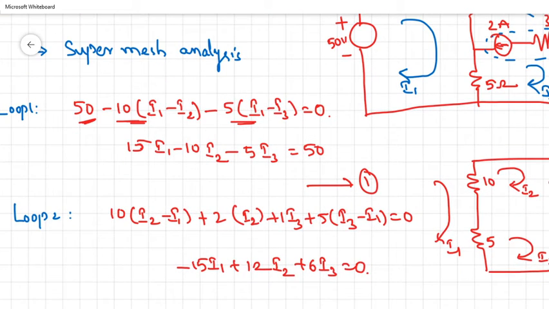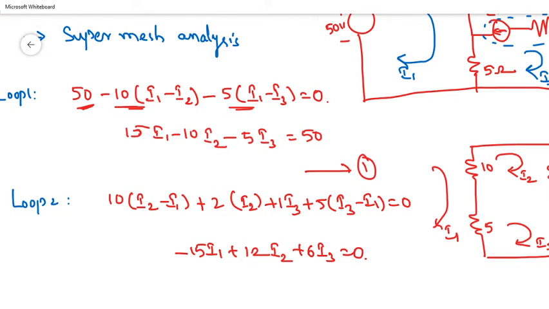What is loop 3 then? Loop 3 we get from whatever circuit we skipped or eliminated, which has a current source and a resistor. So we need to write the current difference between these two. In this direction the current is I2 and in this direction the current is I3. The current value mentioned is 2 amps. I3 and I2 are in opposite directions, so we can write the loop 3 equation: I2 minus I3 equals 2 amps.